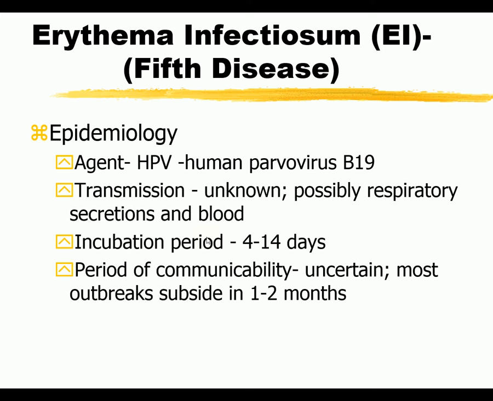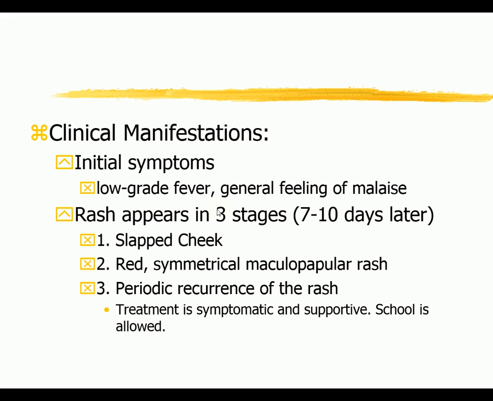Now, this mainly affects school-age children, but it can affect adults as well. And if it does affect adults, then they become a lot sicker with these signs and symptoms. Initial symptoms are a low-grade fever and general feelings of malaise. They have a rash that appears in 3 stages over 7 to 10 days. The first stage is what we call the slap cheek appearance. Again, that's on page 425 in your book. And this will disappear in about 1 to 4 days, followed by a red symmetrical maculopapular rash, and then a periodic reoccurrence of that rash. If they come into contact with sun, heat, cold, friction, anything can make it come back.